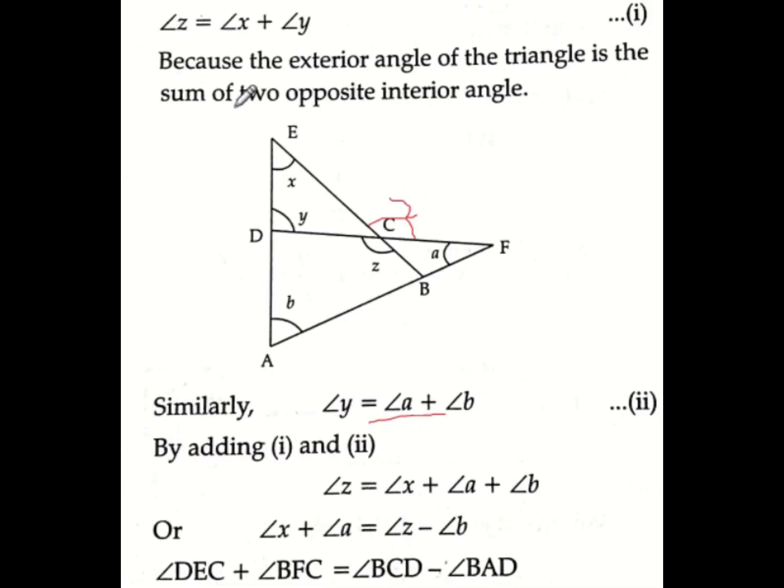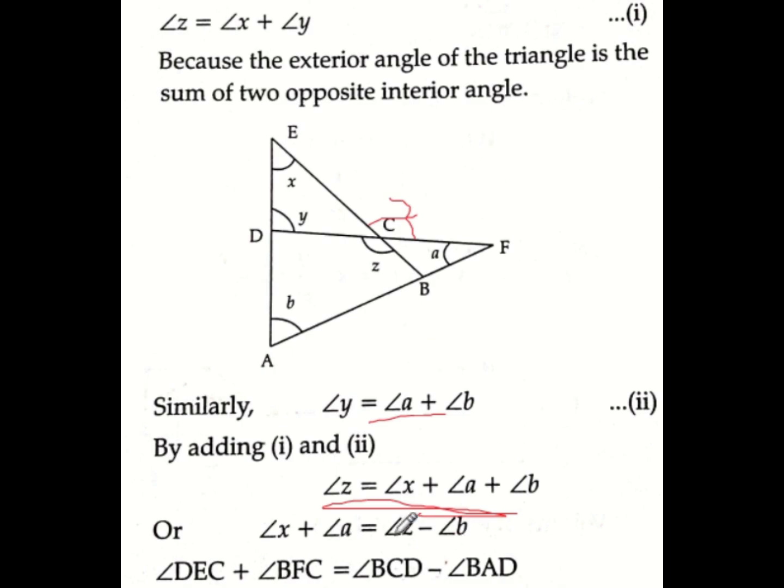If I add these two equations, this will be the final equation. The Y term gets cancelled because it is present on both LHS and RHS. So I need to find this angle, right? DEC and BFC. So here DEC is marked as X. I have assumed angle BFC to be angle A. So I have this expression: angle Z is equal to angle X plus angle A plus angle B.